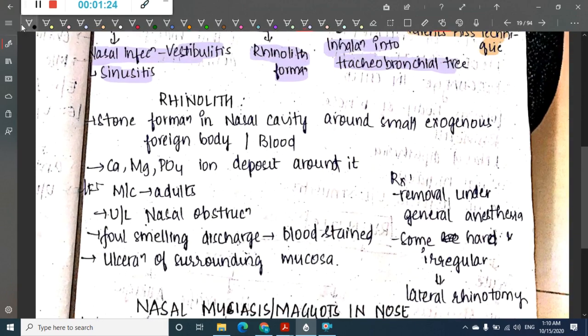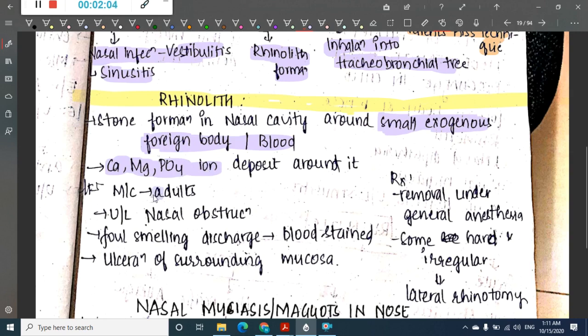Then we have something called rhinolith. What is rhinolith? Rhinolith is nothing but stone formation in the nasal cavity. This stone is formed around some exogenous foreign body. Mainly calcium, magnesium and phosphate ions will deposit around the foreign body, thus leading to formation of rhinolith.